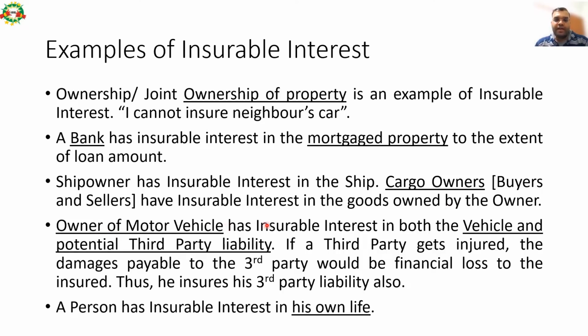The owner of a motor vehicle has insurable interest in both the vehicle and potential third party liability. So this is also an important point. That is why whenever we purchase vehicle insurance, bike insurance or car insurance, we need to purchase third party insurance as well as comprehensive. So both options are available. I can purchase insurance for the vehicle because it is owned by me, and also for potential third party liability, because if a third party gets injured, the damages payable to the third party would be a financial loss to the insured, buyer, proposer, owner of the car. So he insures his third party liability also.